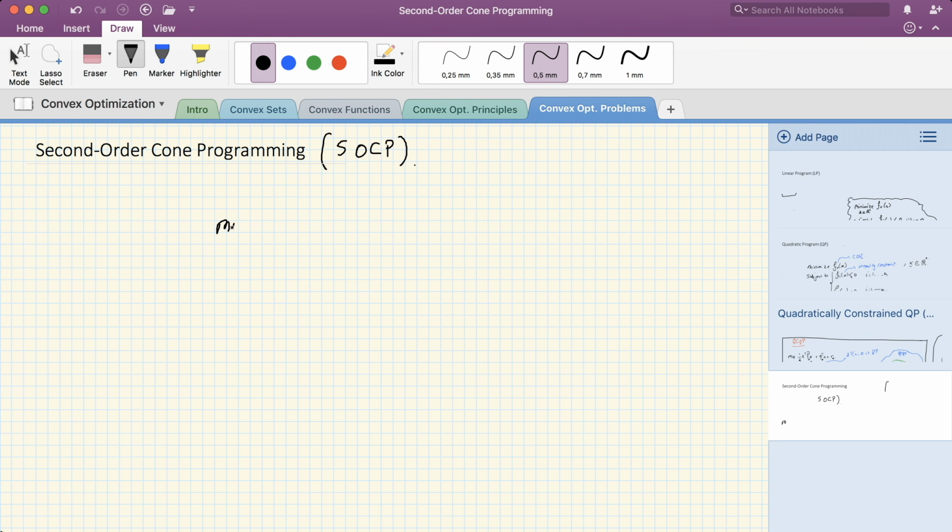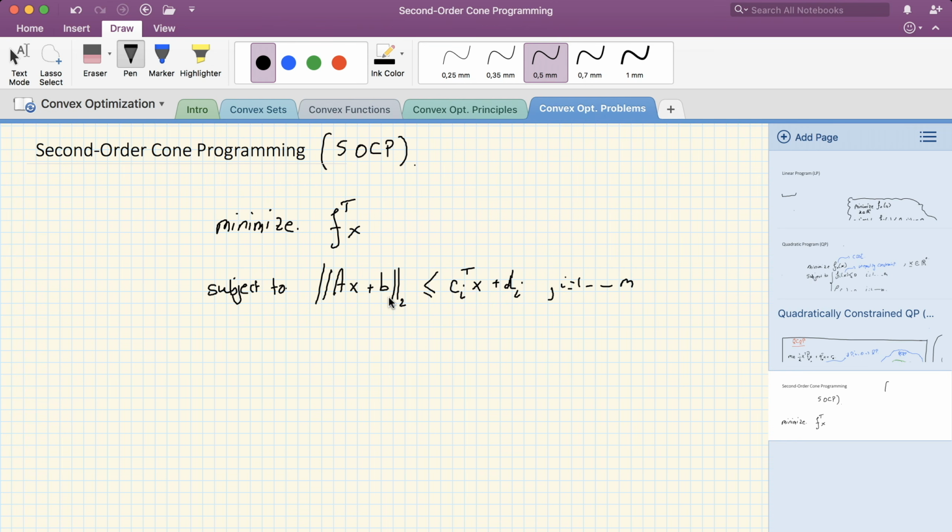So you're going to minimize a linear function, f transpose x, subject to second order cone constraints, that are constraints of the form the L2 norm of Ax plus b, lower bounded by affine functions, c transpose x plus d. Now you can have m of those constraints. That being said, you've got m parameters from a down to d: Ai, bi, ci, and di.